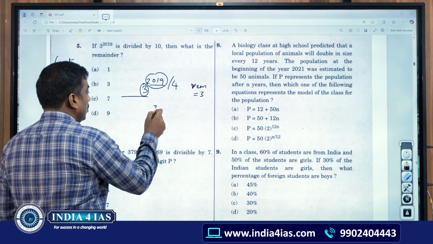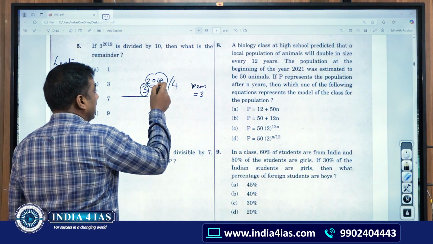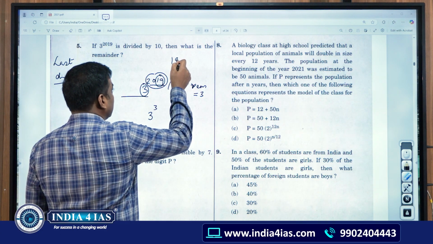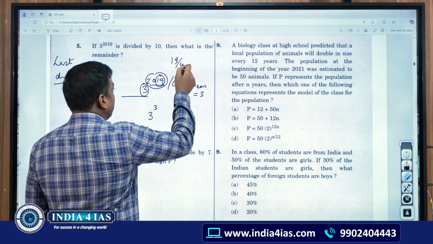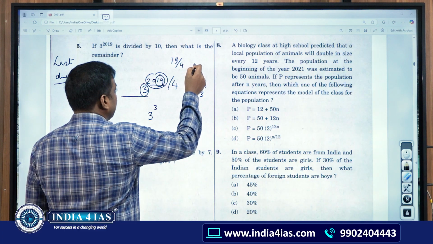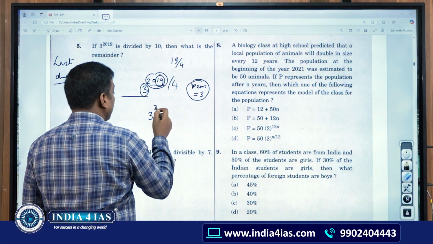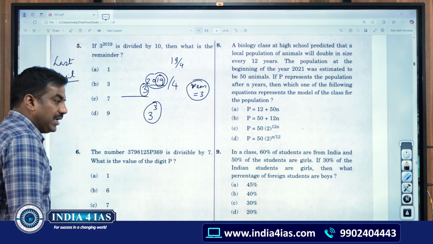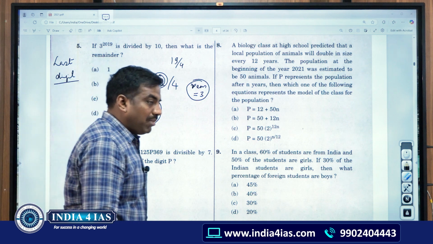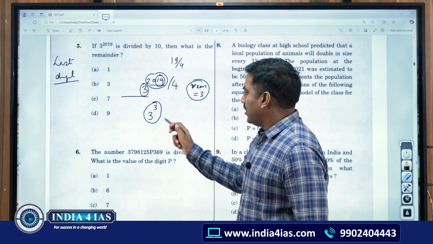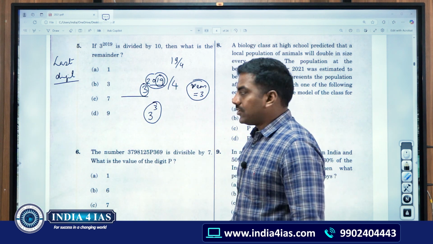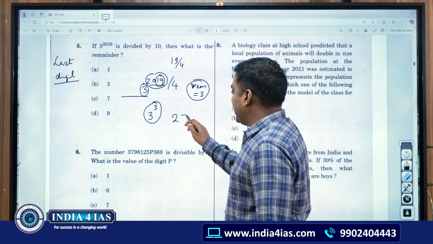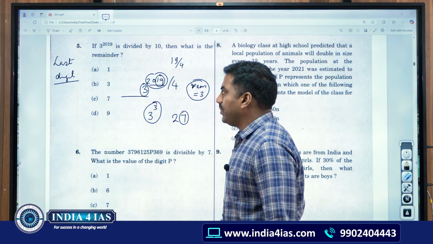Again, how to find the remainder? Very easily. Consider only the last 2 digits and divide by 4. So 4 4s are 16 and the remainder is 3. So the final expression will be ending with the number that is ending with this one. 3 to the power of 3 is 27. So definitely the last digit will be 7.